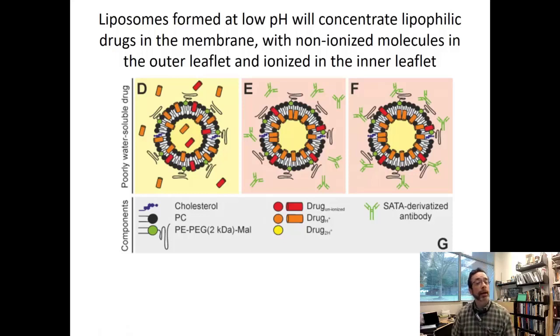If you have an unionized form of the drug at that pH, what will happen is the drug will be everywhere. And so you'll end up with a low concentration of the drug inside the vesicle, but you'll get a lot of the drug in the membrane. They're shown in red and orange. Orange is the singly protonated, singly charged form of the drug, and the red is the uncharged, unionized form of the drug. And so you see that both of those will dissolve in the membrane.